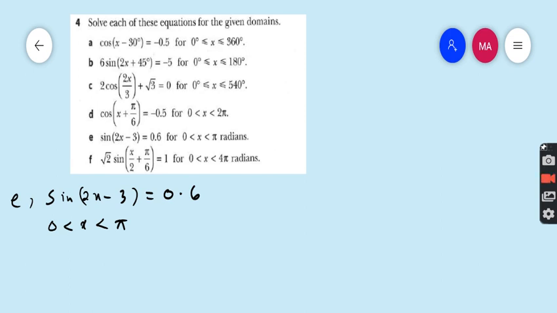Very easy. First multiply 2 by all numbers. 0 into 2 is 0. 2 into x is 2x. 2 into pi is 2 pi. And now subtract 3 from all sides. 0 minus 3 is minus 3. 2x minus 3 is 2x minus 3. And 2 pi minus 3 is 2 pi minus 3. So this is the domain.